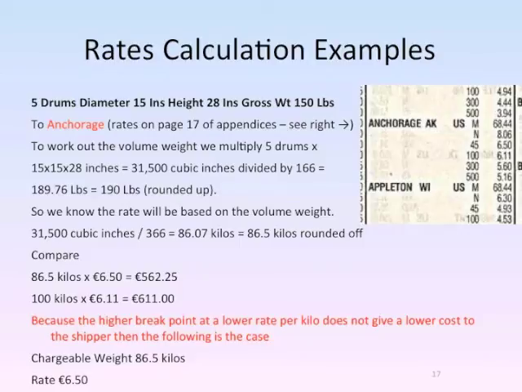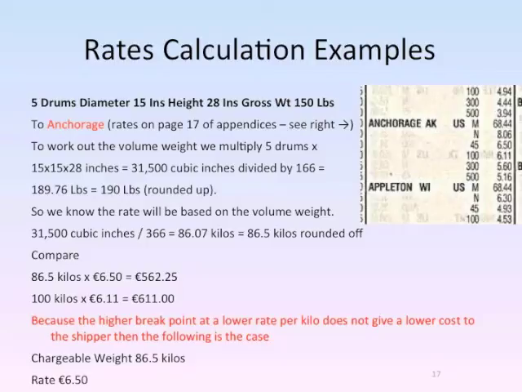So we need to convert the cubic inches into kilos. So we divide 31500 cubic inches by 366, and this gives us 86.07 kilos. And we round up to the next half a kilo, so this gives us 86.5 kilos. This is now the chargeable weight on this shipment.